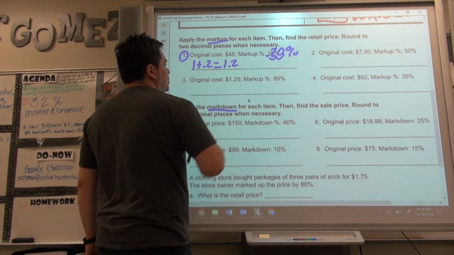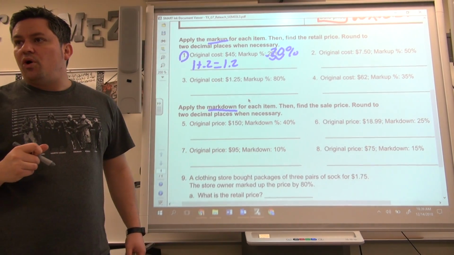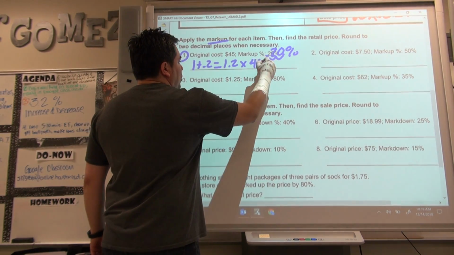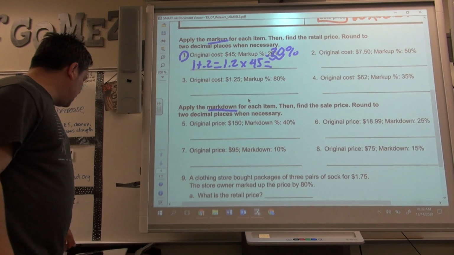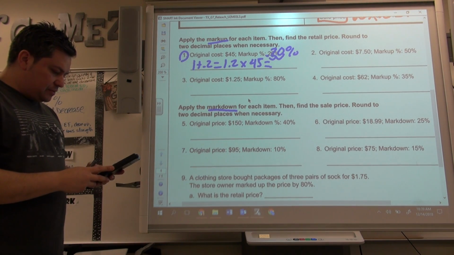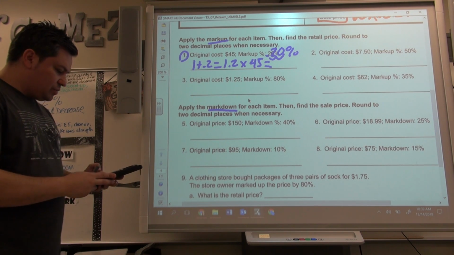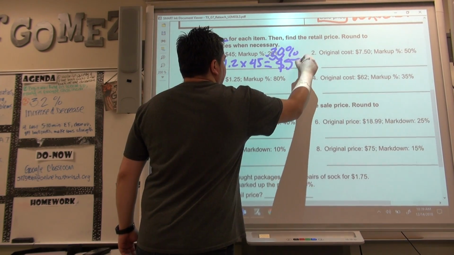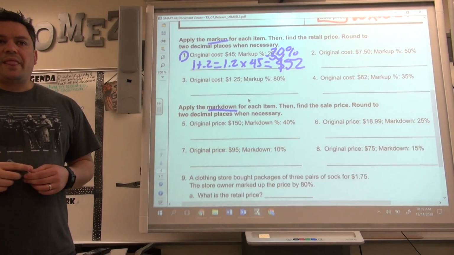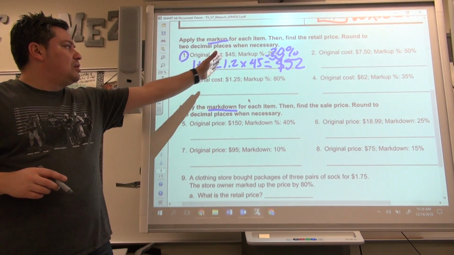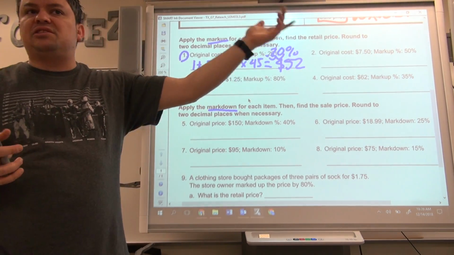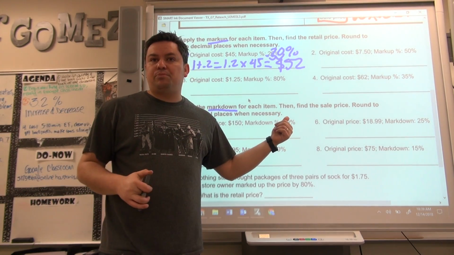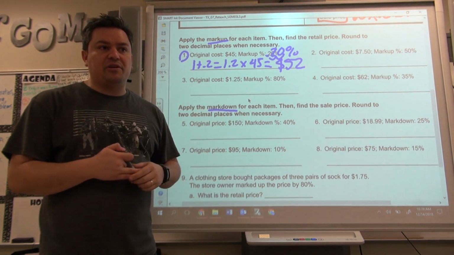1.2. And then multiply by the original amount, which is 45. When you multiply that, 45 times 1.2, you get $54. So the new price is $54. Again, let's say they bought purses from the vendor at $45. The store marks them up 20%. They sell them for $54, so they make a $9 profit.